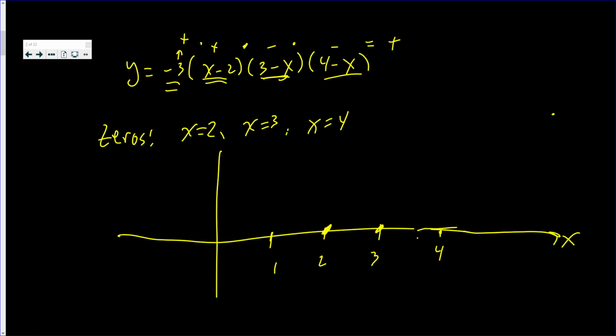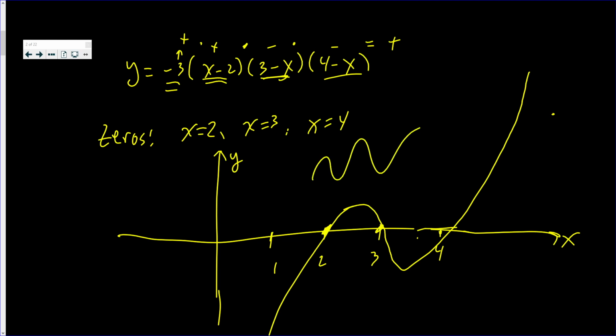Okay, so the graph comes down, it touches at 4, it touches at 3, and it touches at 2. Don't let it touch elsewhere. And there's your graph. Again, it's something like that. I promised you it'd be like that.